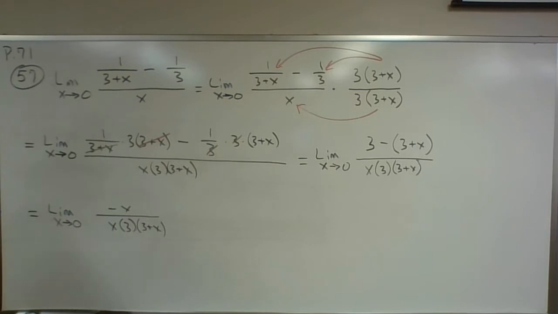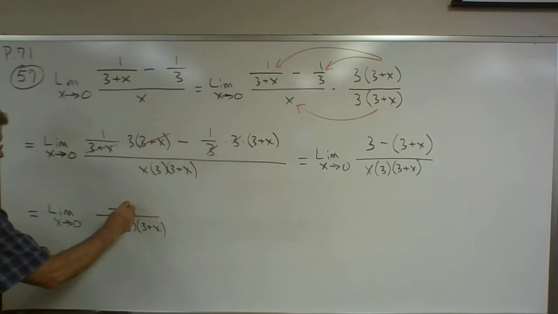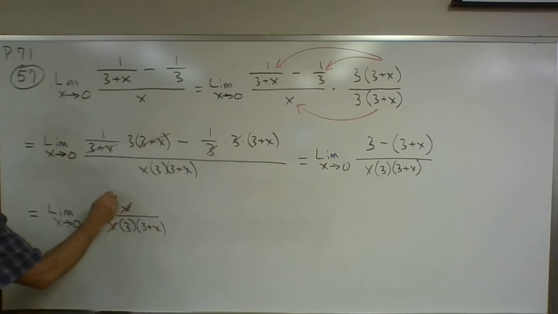Oh, look at this. We have a common factor in top and bottom. Cancel, cancel, cancel. We can cancel top and bottom by x. We can divide top and bottom by x. That gives negative 1 on top, positive 1 on the bottom.